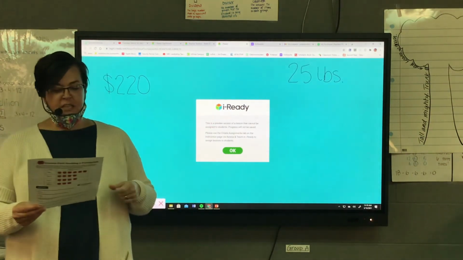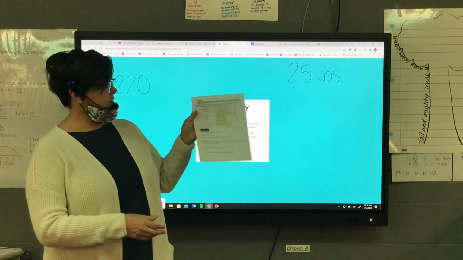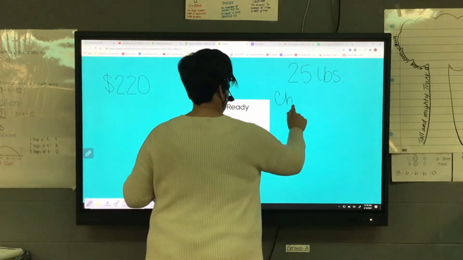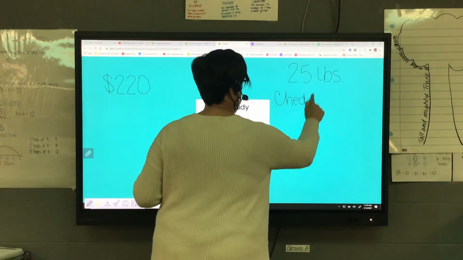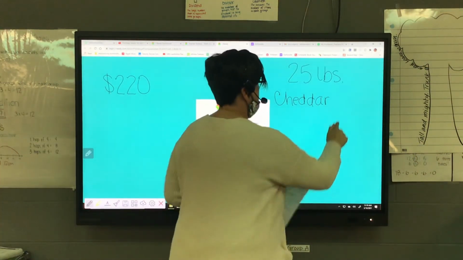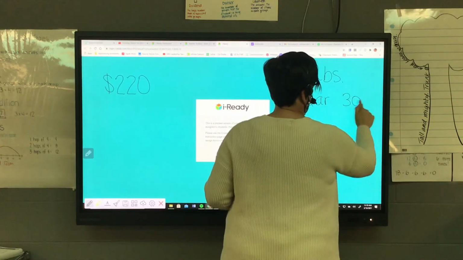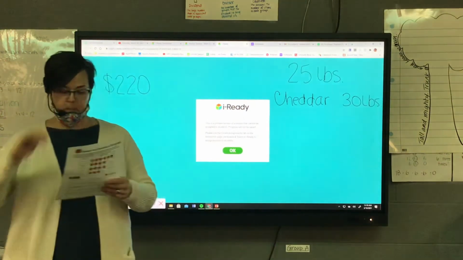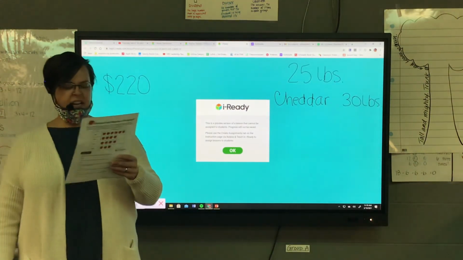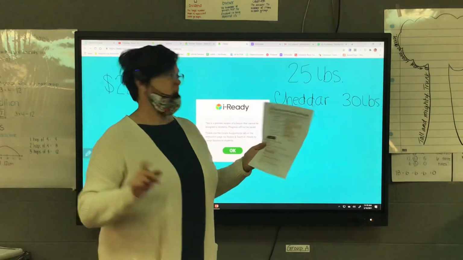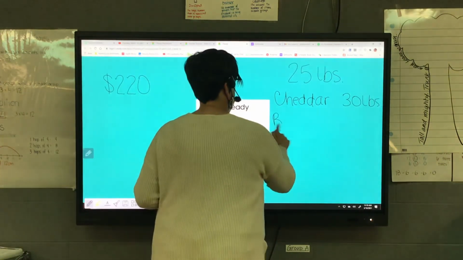What kind of cheese was most popular? Cheddar. And how much cheddar was sold? 30 pounds. Did you abbreviate, did you label it? And then you can abbreviate pounds? Yep. What kind of cheese sold the least? Blue cheese.